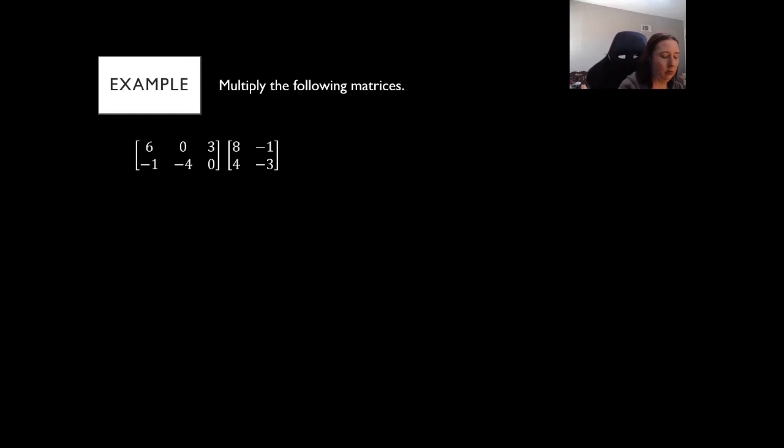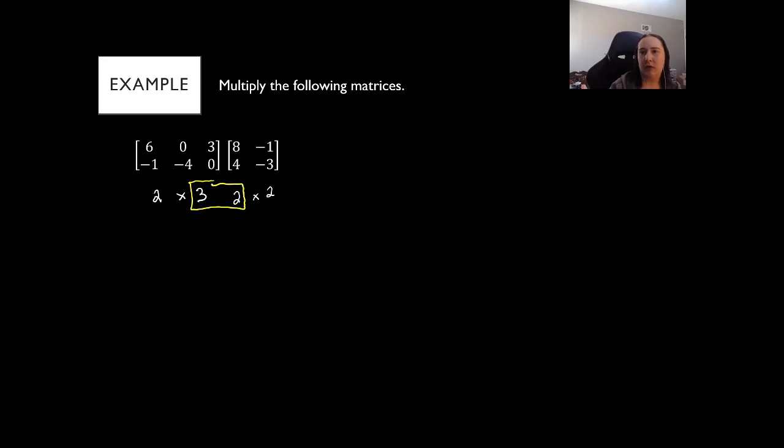So here, this has 2 rows, 3 columns. So we have a 2x3 multiplied by a 2x2. Can you multiply that matrix? The answer is no, because these inside parts need to match. They have to be the same number, and they are not the same number.